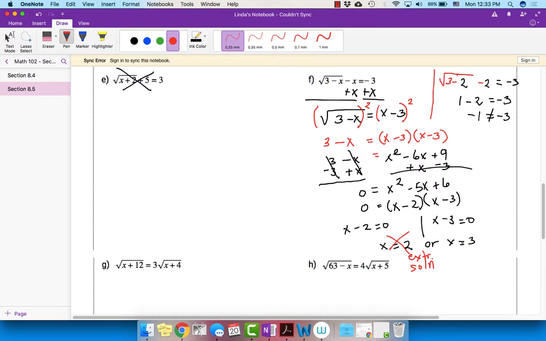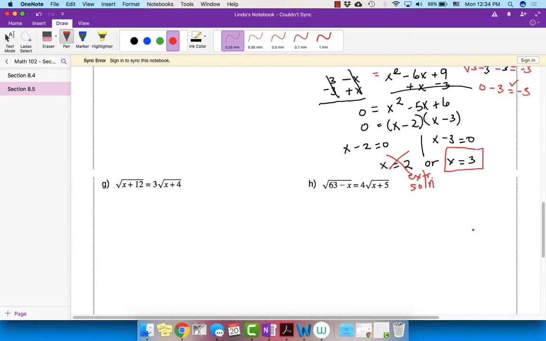Okay, let's try 3. If I have 3 minus the number 3, and then minus a 3, would that be equal to negative 3? Well, 3 minus 3 is 0, and 0 minus 3 equals negative 3. Yeah, that works. Okay, so this would be the only solution for that problem.